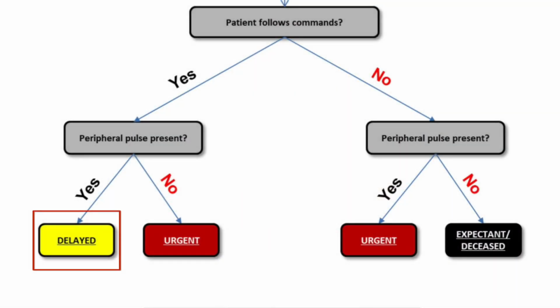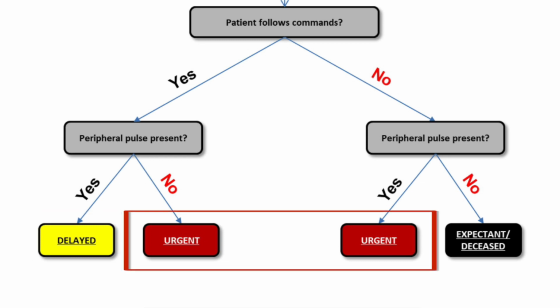Number one is yellow or delayed. So any patient who can follow commands and has a pulse, but cannot self-evacuate, is considered yellow. They require treatment, but can be delayed without immediate threat to life.